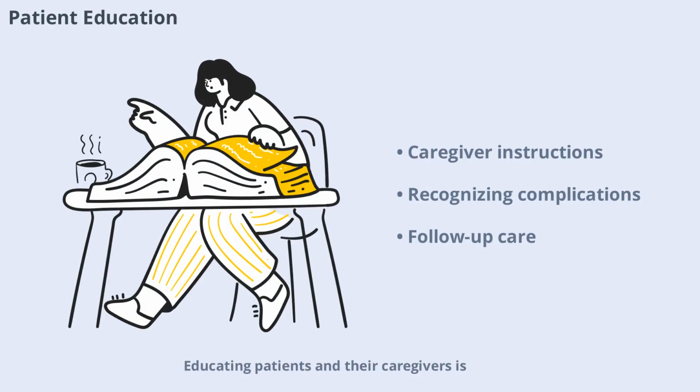Educating patients and their caregivers is a critical part of preventing complications. This includes instructions on avoiding eating or chewing while numb, recognizing signs of infection or allergic reaction, and understanding the importance of follow-up care. Clear communication helps ensure patient safety and satisfaction.